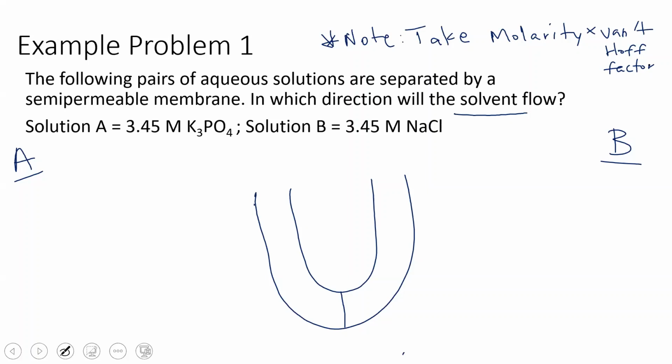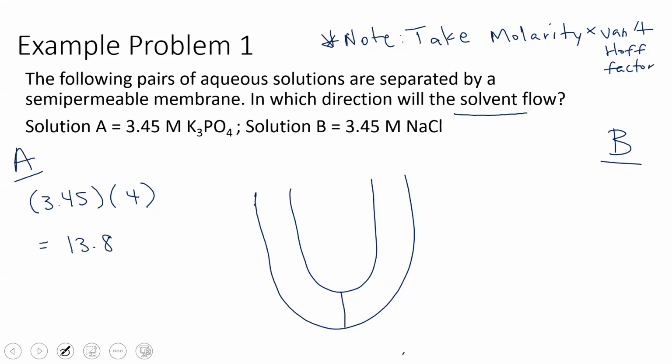So in this case, we're going to get solution A has a molarity of 3.45, and we multiply that by a Van't Hoff factor of, well, to get the Van't Hoff factor, we need to take our compound, put it in water, and then ask ourselves what happens. When you put K3PO4 into water, PO4 is a polyatomic ion, so that will dissociate on its own, PO4 minus, and then you'll have three separate K plus ions. So that means that our Van't Hoff factor is 4, all of those ions added up. So we multiply this by 4. And if we do this math, we'll get 13.8.